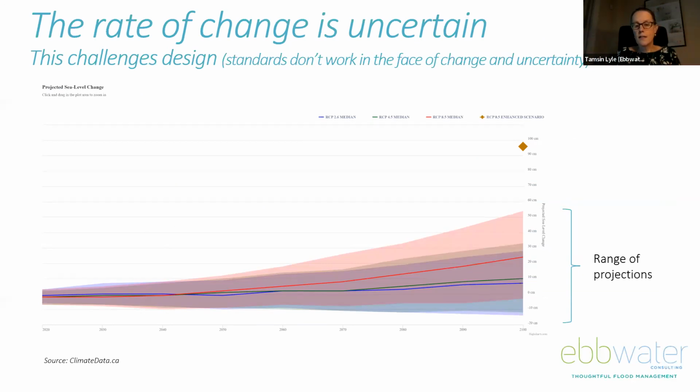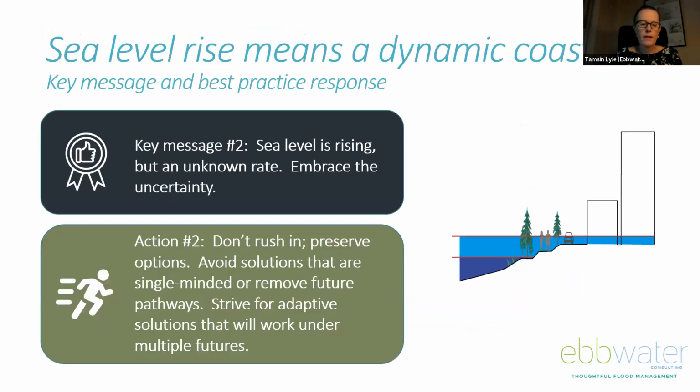Within the CVRD itself, there's over about a meter in terms of the range of projections of relative sea level rise out to the end of the century. And some of the scenarios actually add another whole meter to that. So there's a lot of uncertainty, which is very challenging when you're trying to make decisions to mitigate risks.